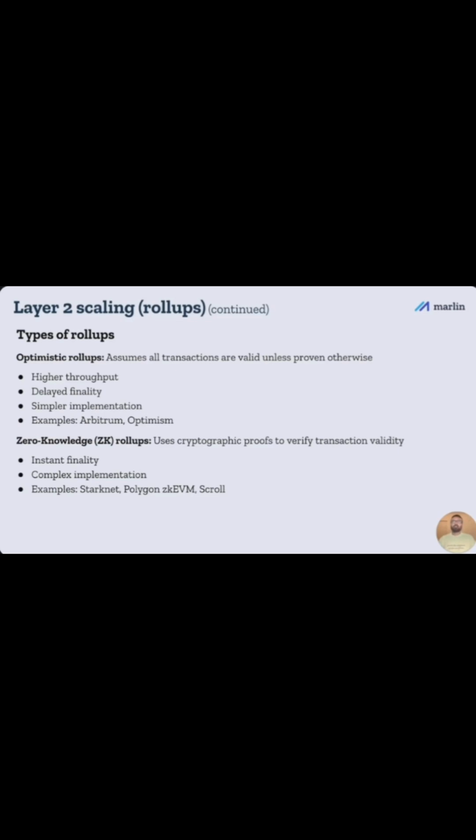Now, we also have something called zero knowledge or ZK rollups, which use cryptographic proofs to confirm every transaction upfront. This means that you get near instant finality, but the tech is more complex and requires more compute due to the heavy usage of advanced cryptography. Polygon ZK EVM, Scroll, and Starknet are some of the ZK rollups that exist today.